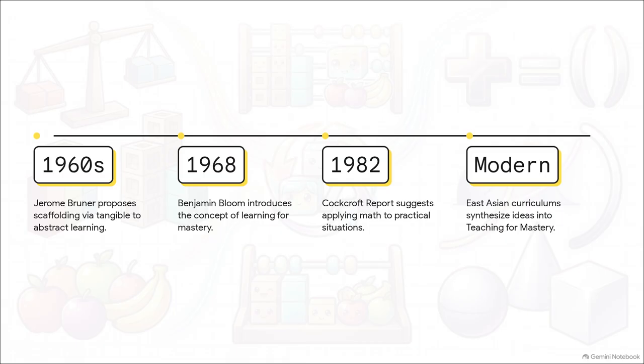The foundations were laid way back in the 1960s by American psychologist Jerome Bruner. He proposed that learning requires scaffolding and is way more effective when it moves from tangible actions to visual representations and finally to abstract symbols. This idea later merged with Benjamin Bloom's 1968 concept of learning for mastery and the UK's 1982 Cockcroft report, which stressed applying math to practical situations. Modern East Asian curriculums brilliantly synthesized all these ideas, which is what we now call teaching for mastery.